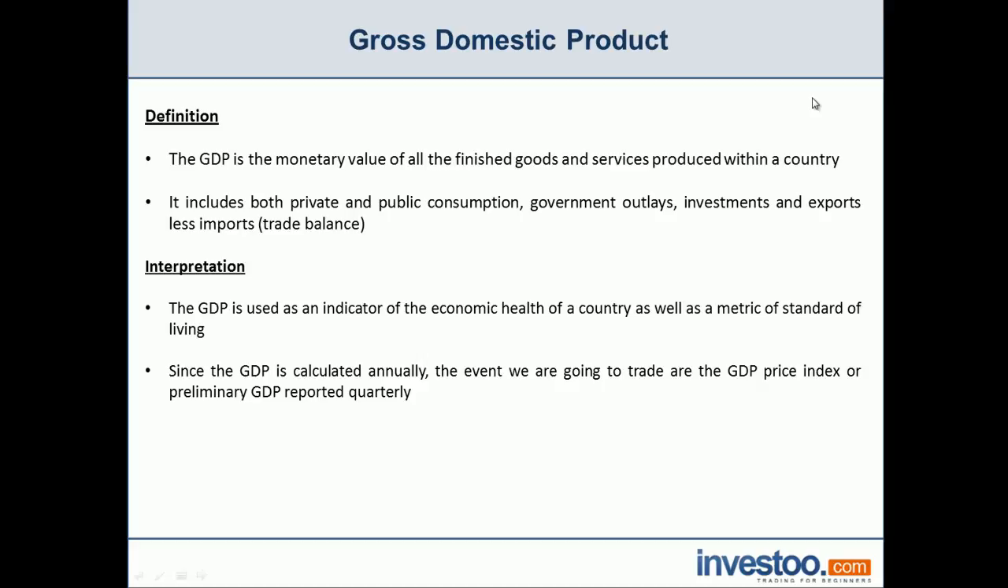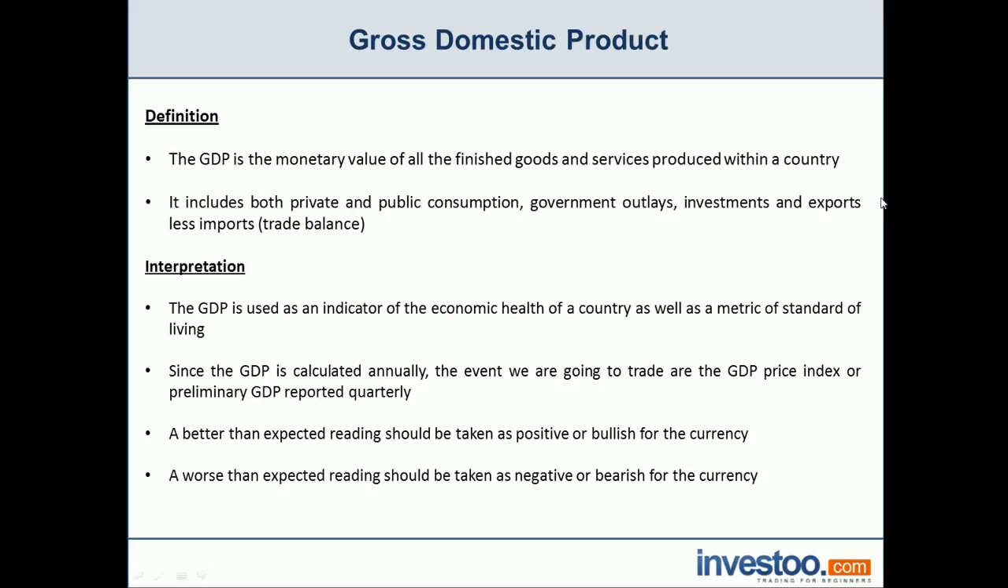Okay, until now we are all on the same page. The GDP is calculated annually, but we are going to be trading the preliminary releases every single quarter. And remember that we can trade the US GDP, the Japanese GDP, the Aussie GDP, etc. A better than expected reading should be taken as positive or bullish for the currency, and this is logical because the higher the GDP, the healthier the economy is, thus the more value the currency takes. And a worse than expected reading should be taken as negative or bearish for the currency.